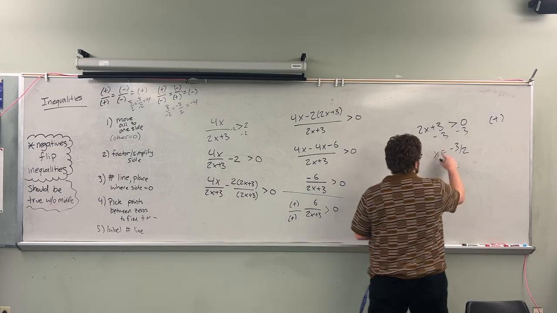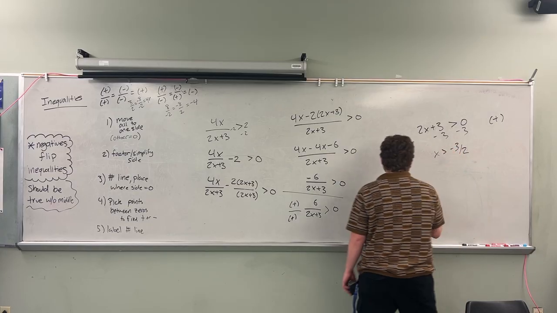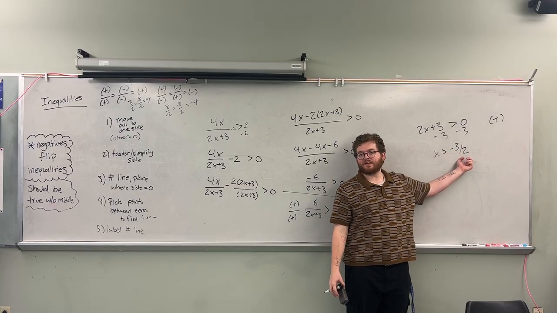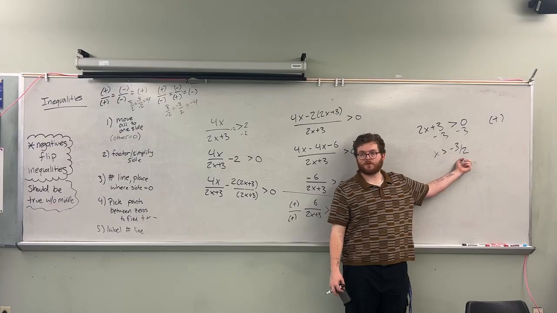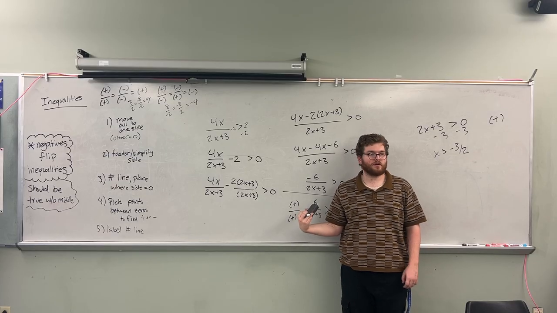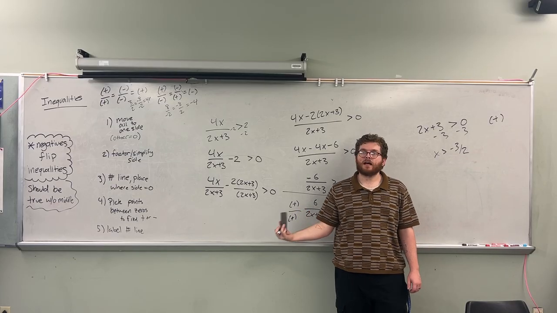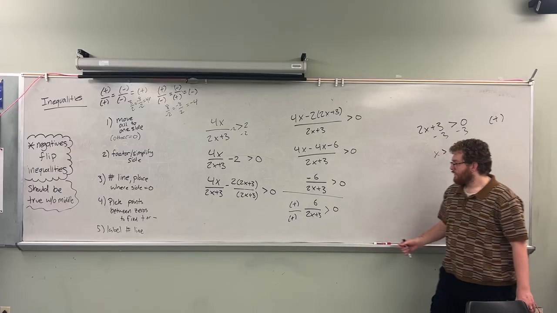So it would have to be, oh, that's a greater sign. So now my answer is x is greater than negative 3 on 2, versus greater than positive 3 on 2 in the other way. That's what would make the outcome different.